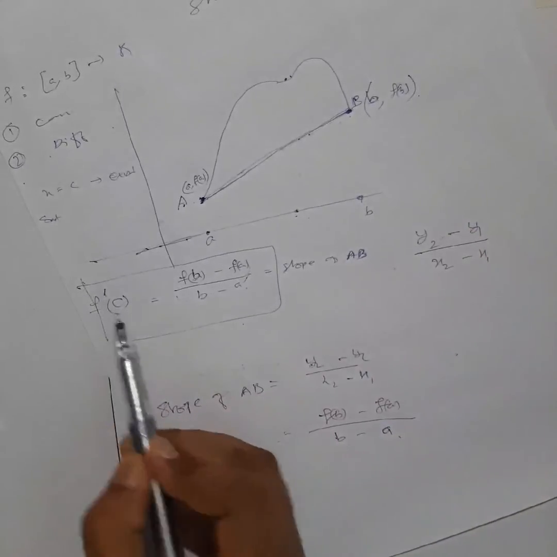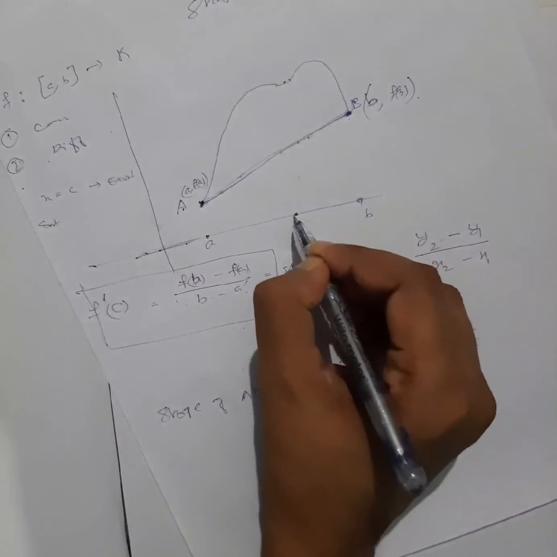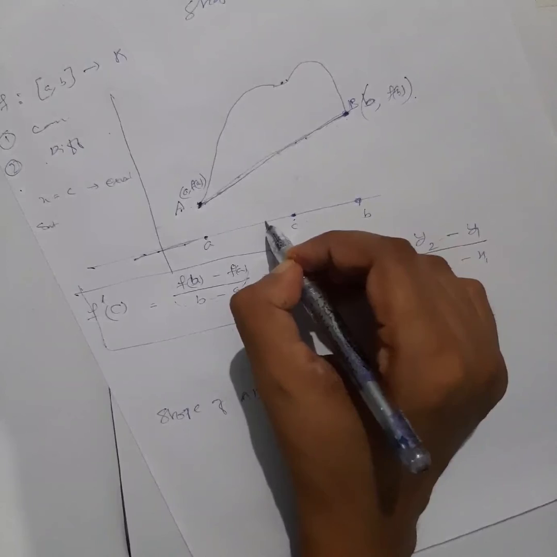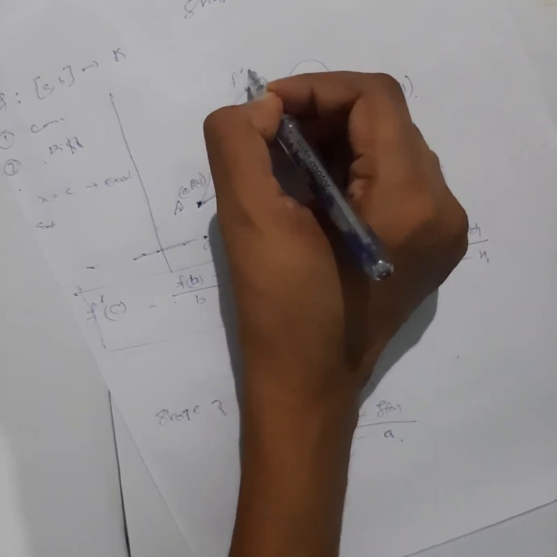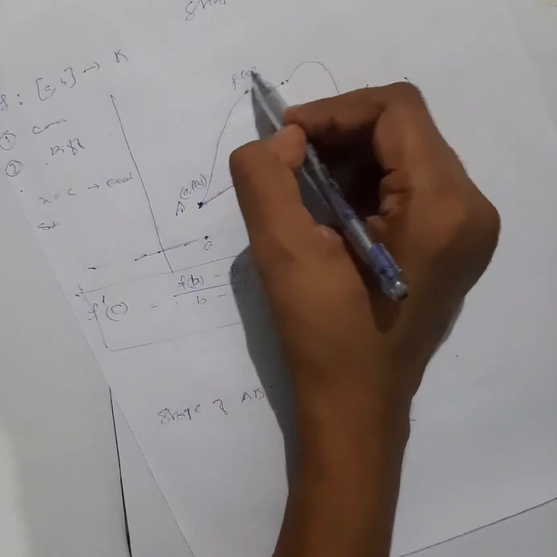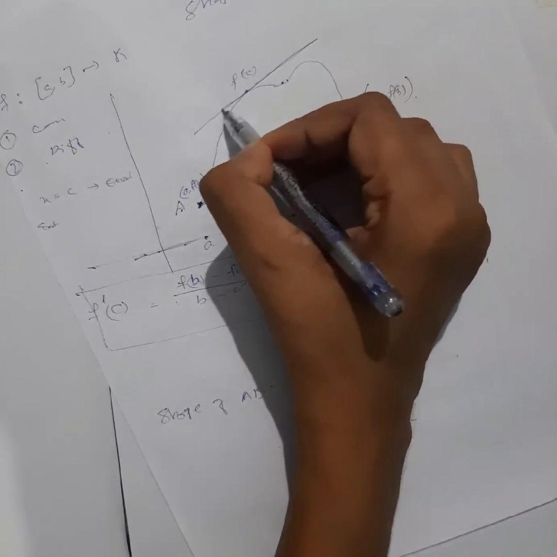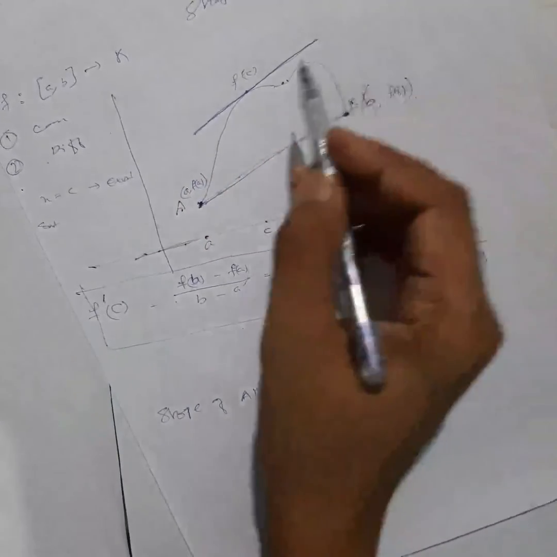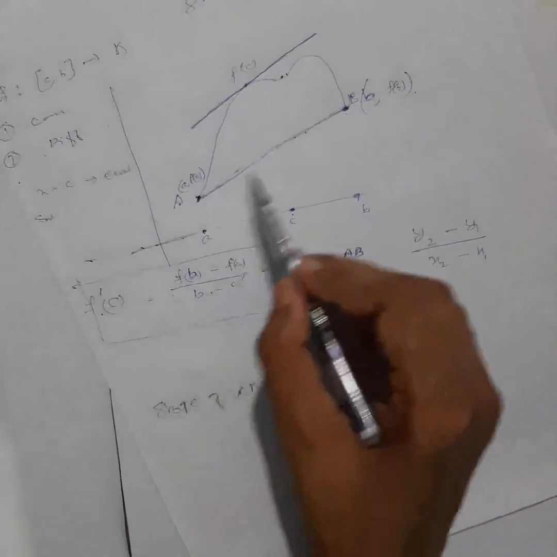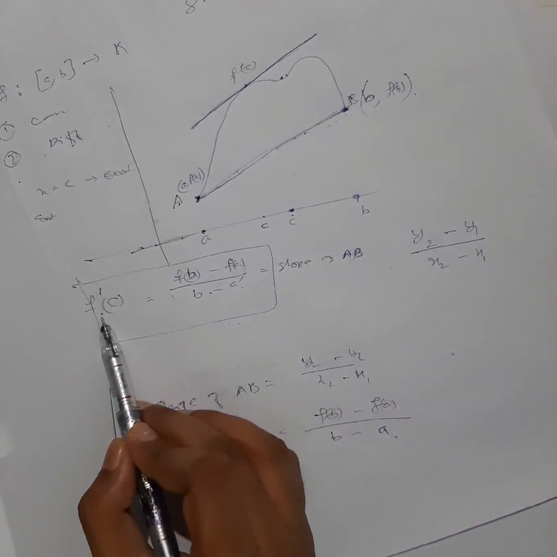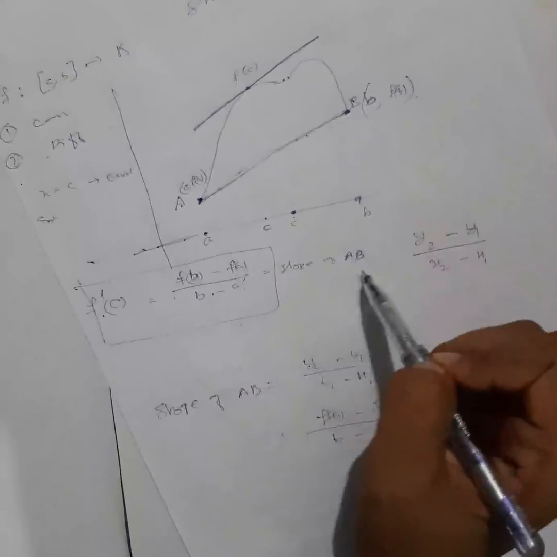Now what is f'(c)? It means there will be a point c, suppose this is c, then what will be f(c)? This will be f(c), and the differentiation of f(c) will be f'(c). f'(c) means the slope of the tangent. So you can see this and this being equal means the slope of AB is equal to the slope of the tangent at c. The slope of the tangent is this, the slope of AB is this.